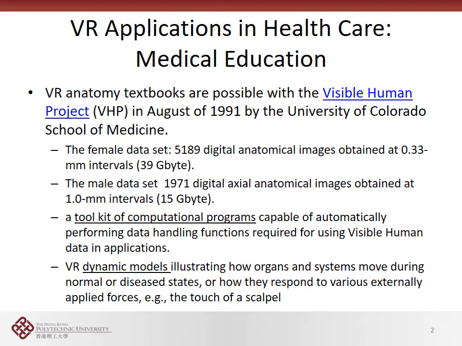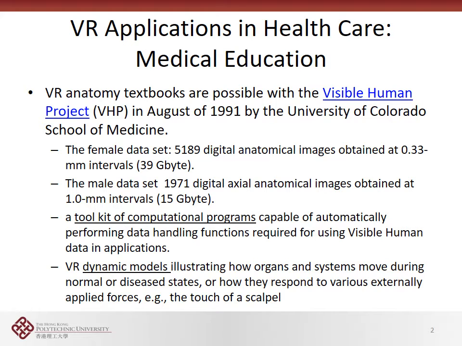The female dataset has more than 5,000 digital anatomical images obtained at 0.33 millimeter intervals. The total volume of the female dataset is around 39 gigabytes. The male dataset has around 2,000 digital anatomical images obtained at 1 millimeter intervals. The total volume of the male dataset is around 15 gigabytes.